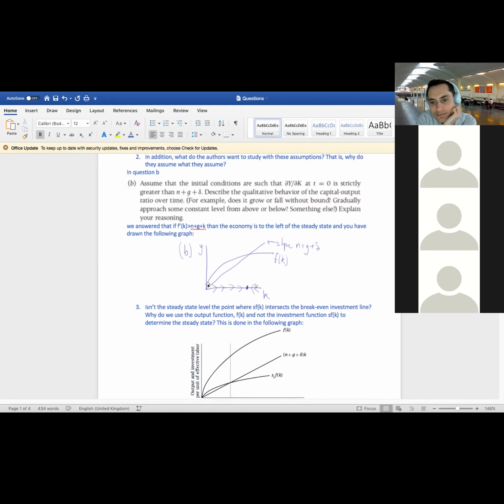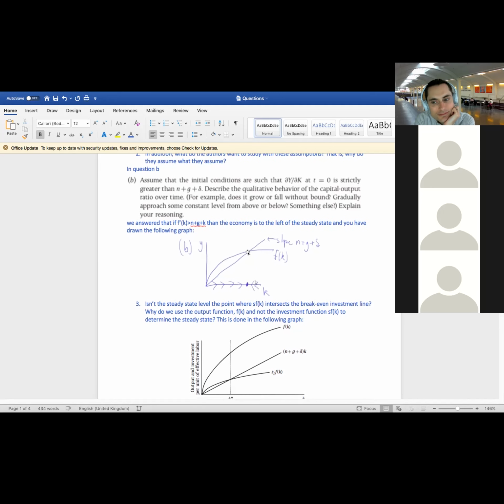You said that if we are to the left, then we are going to this point, and if we are to the right, then we are approaching this point as well. Okay. Well, then there should be an S there. Then I dropped an S in that answer, which should be S times F of k. Unless the savings rate is 1.